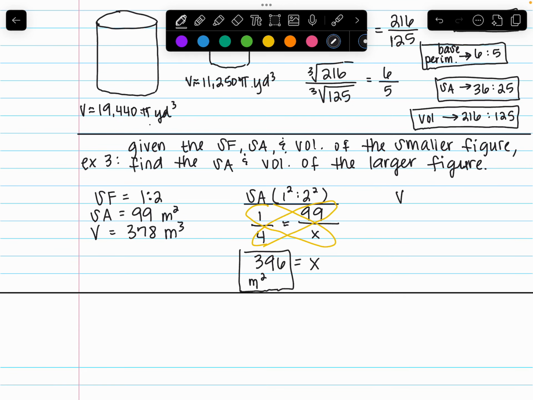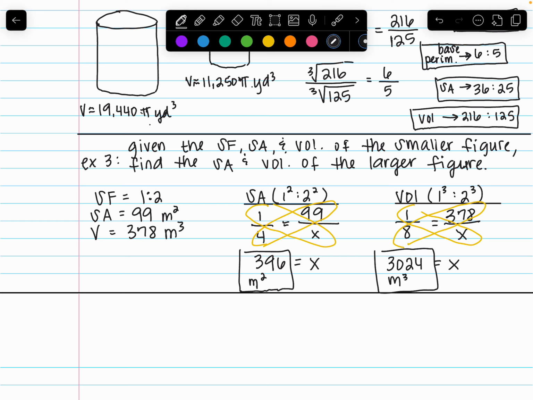We're going to repeat those steps for volume, only this time we're going to cube both of the numbers of the ratio. So 1 to the third power is just 1, 2 to the third power is 8. And then the smaller volume was 378. We're going to put that over x and solve for x. When we cross multiply, we get 3024. And when we cross multiply this way, we get just x. And this is cubic meters, and that is that.